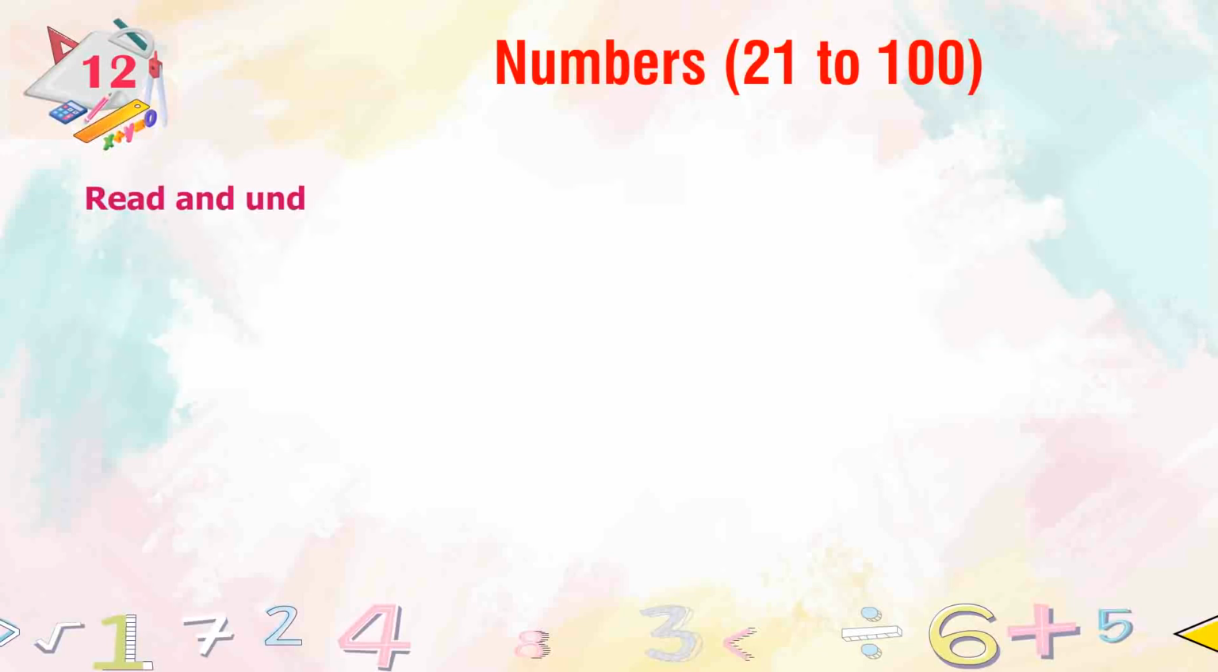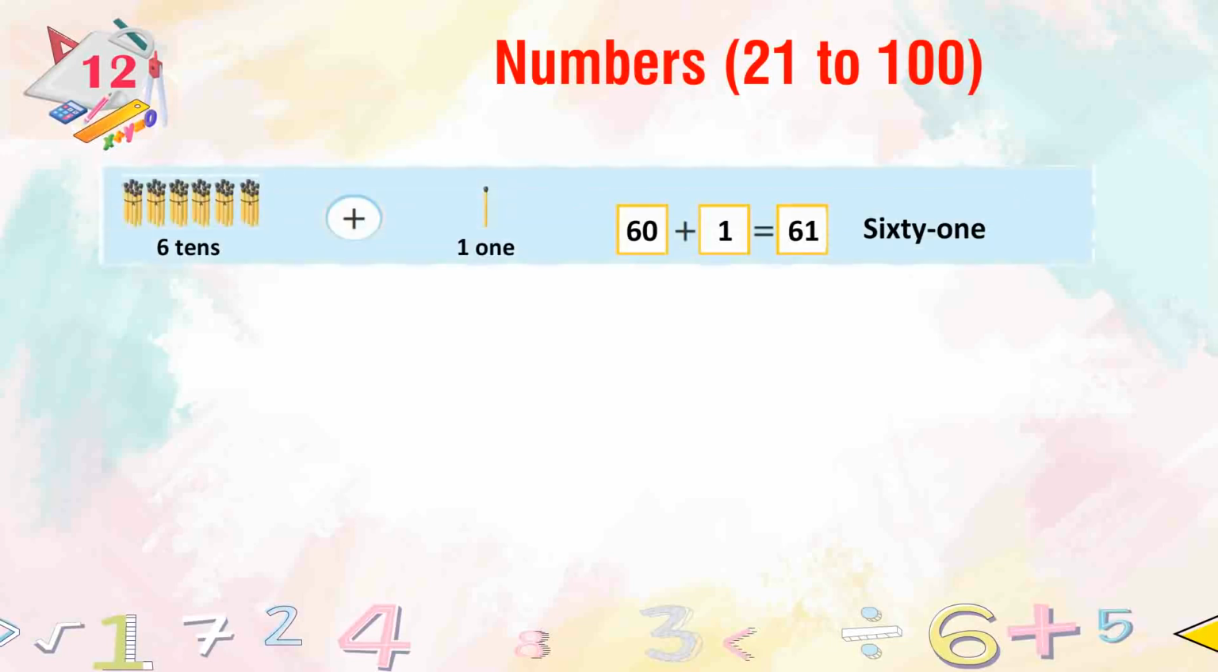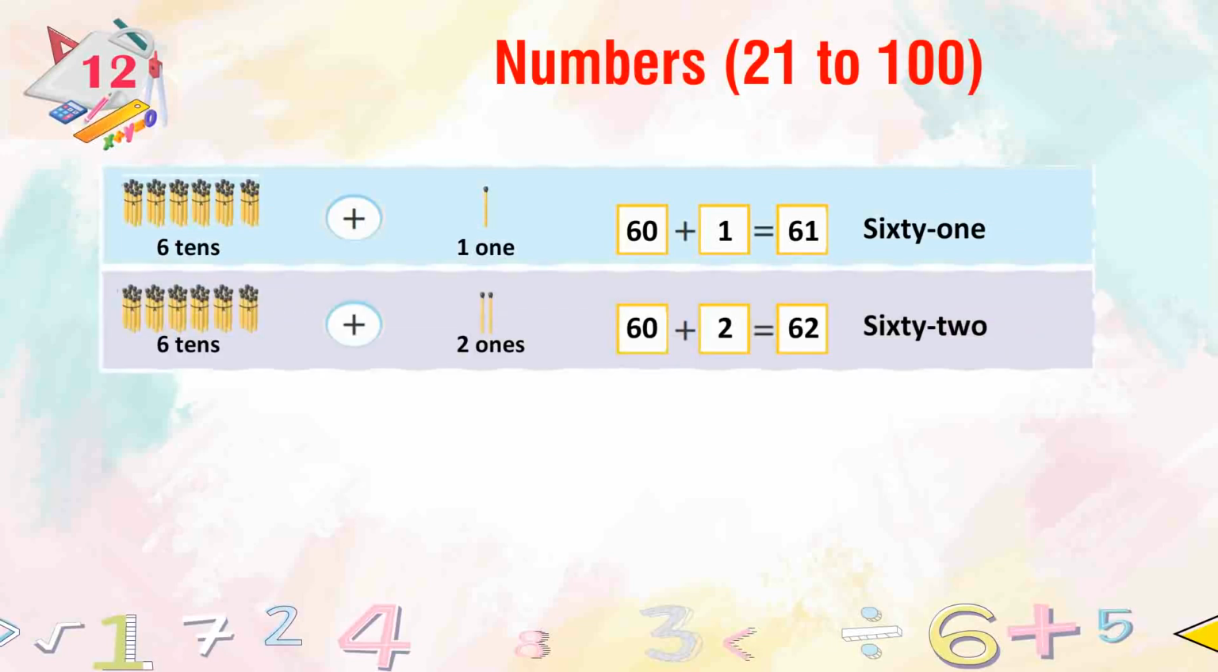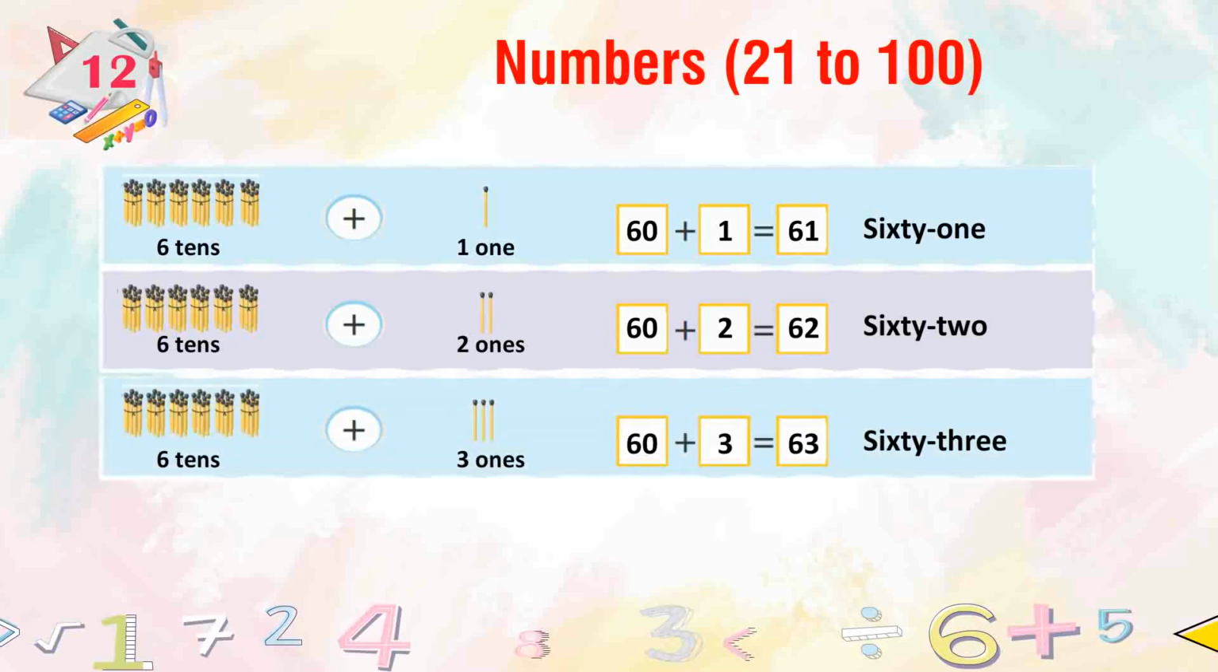Read and understand the numbers from 61 to 70. Six tens plus 1 one, 60 plus 1 is equal to 61. Six tens plus 2 ones, 60 plus 2 is equal to 62. Six tens plus 3 ones, 60 plus 3 is equal to 63.